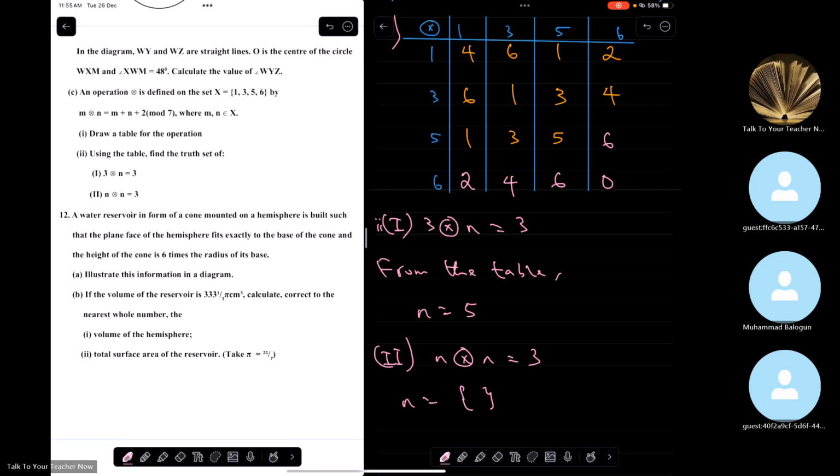Calculate, correct to the nearest whole number, the volume of the hemisphere and the total surface area of the reservoir. Take pi as a constant.